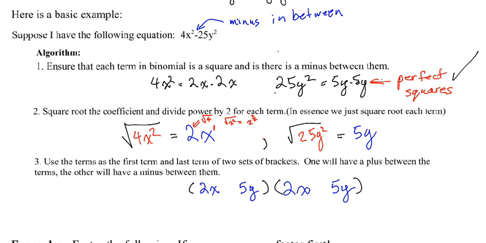Then all we have to do is choose which one of these we're going to put our plus sign in. So I'm going to put my plus in my first bracket and my minus in my second. Now, just to prove that this works, all we have to do is expand it.